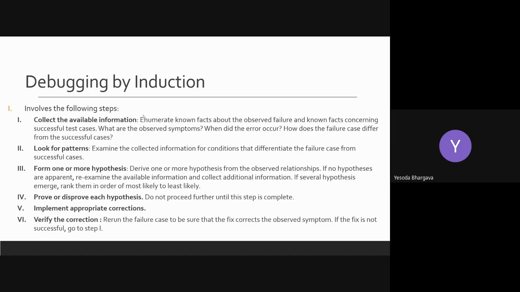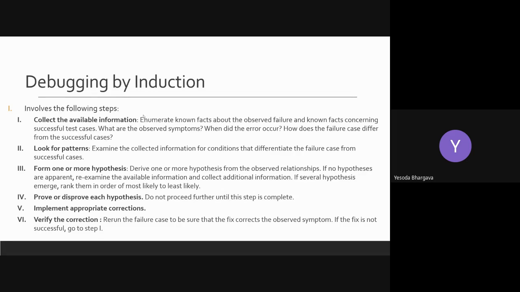In this particular case of debugging, with induction, you are collecting the available information. You try to observe and collect all the information that you can about the bug that you have seen, the observed failure, and some known facts concerning the successful test cases. So you are deeply studying the bug that is on your table, and then you look for patterns. You are trying to understand the bug that has really happened.